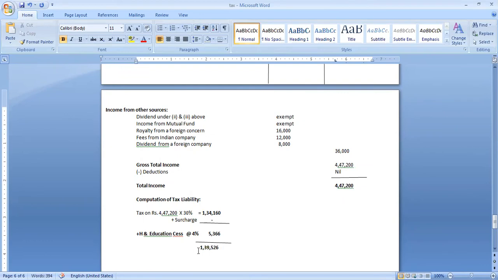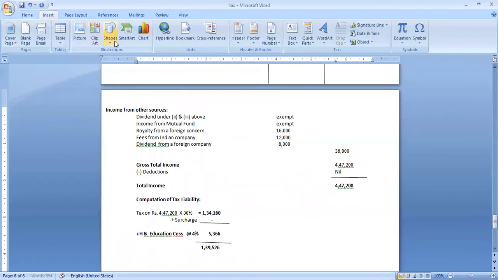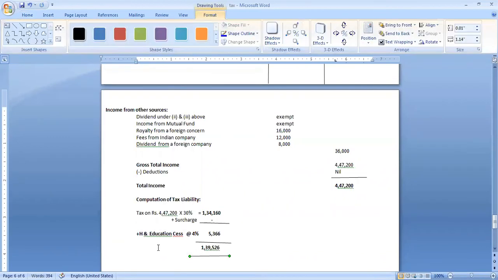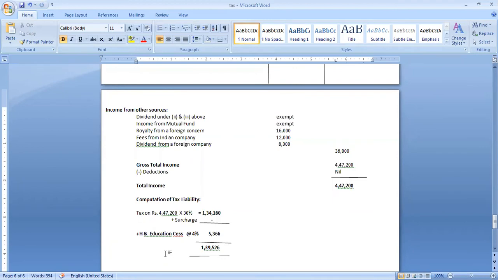Please cross check whether it is correct or not. If you add both of them, whatever I mentioned, is it correct or not? This is the total. Correct, sir. This is the tax liability of the company. I hope you understood.